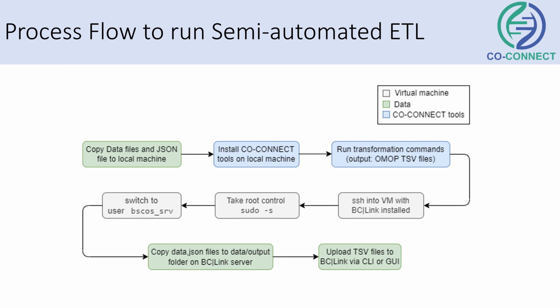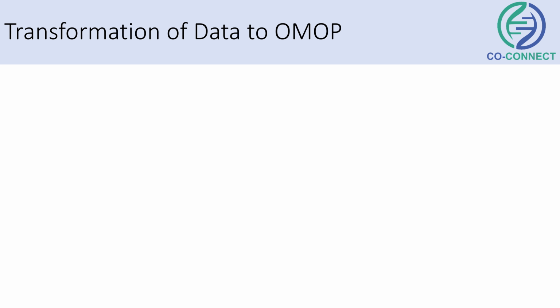This is the process flow diagram to run the semi-automated ETL process. The data is copied to and the tool is installed on the local machine of the data partner. The transformation process is run, which outputs TSV files. These files are copied to the VM where the BC-Link is installed, and then the files are uploaded to the BC-Link using graphical user interface or command line interface. This quick demo shows the extraction and transformation of the data files into OMOP CDM and TSV file format.